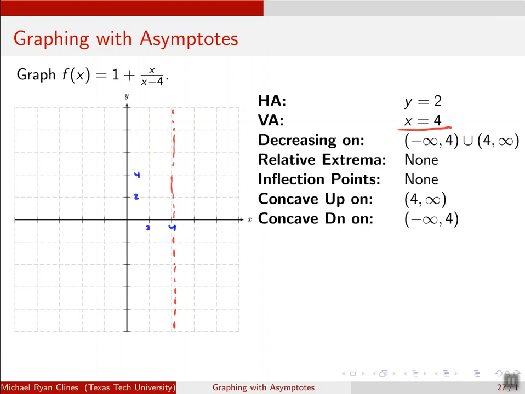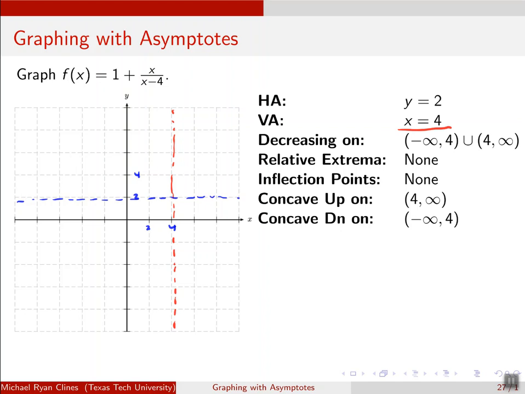Now we need to deal with our horizontal asymptote. That's at y is equal to 2. I'm going to change the color. Let's do blue on that one, shall we? So our vertical asymptote is in red, our horizontal asymptote in blue. Now we need to take the rest of this information that we have. We know we're decreasing everywhere except the vertical asymptote.